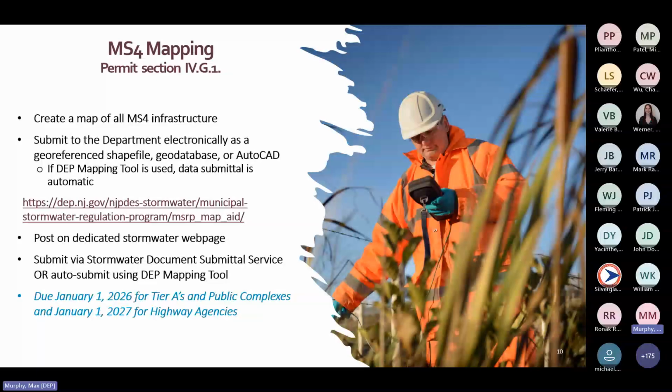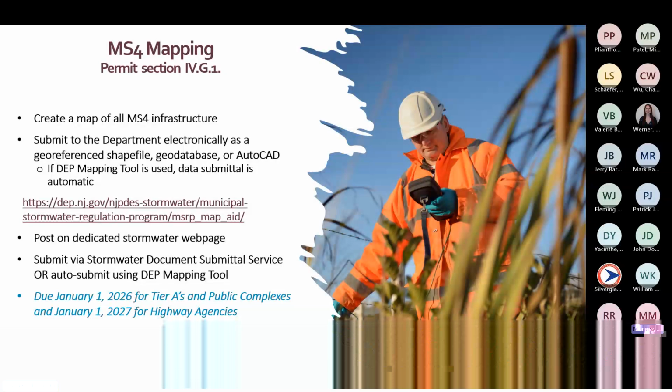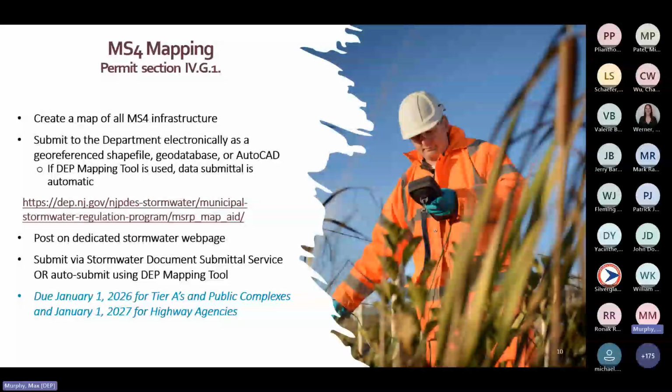The mapping must be submitted to the department as a georeferenced shapefile, geodatabase, or AutoCAD file with all other non-applicable data stripped out. The department has developed a free mapping tool for permittees to use, and we can provide ArcGIS Online licenses for free. If the DEP mapping tool is used, data submittal is automatic. Otherwise, the files will need to be uploaded via the online stormwater document submittal service. The MS4 infrastructure map shall be posted on the permittee's dedicated stormwater webpage when it is complete.